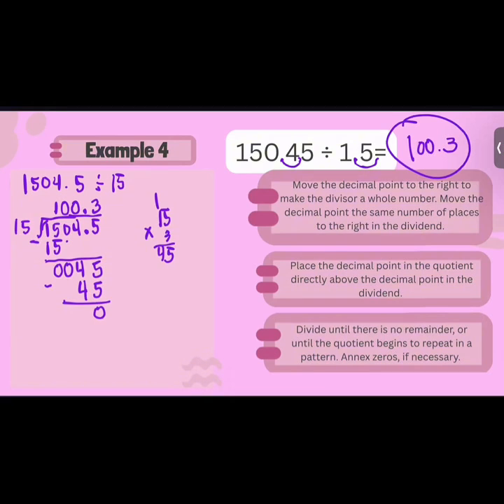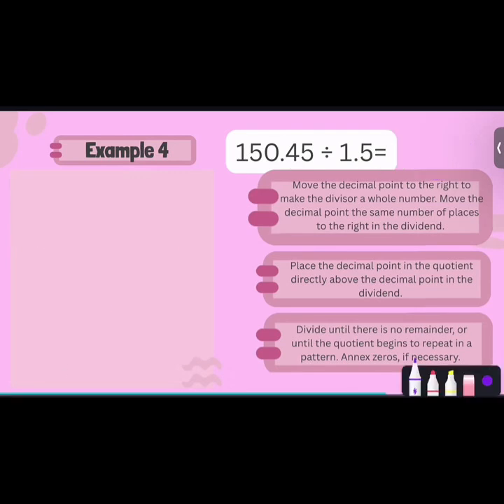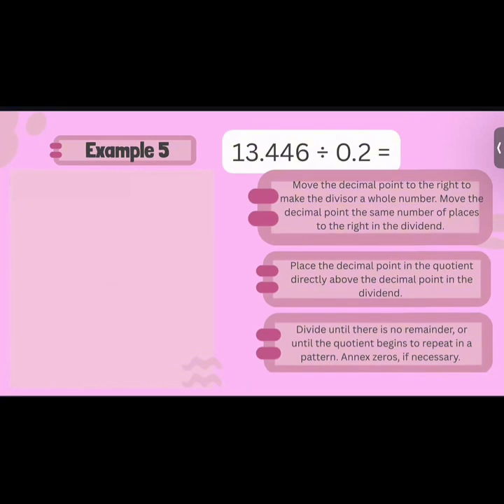Now, let's proceed with our last example. For our last example, we have 13 and 446 thousandths divided by 2 tenths. First, what we are going to do is to move the decimal point in the divisor to make it a whole number. So, ito po si divisor, we move 1 decimal place. So, same po ang gagawin natin kay dividend. So, isang beses po tayong mag-move. So, hanggang dyan lang po.